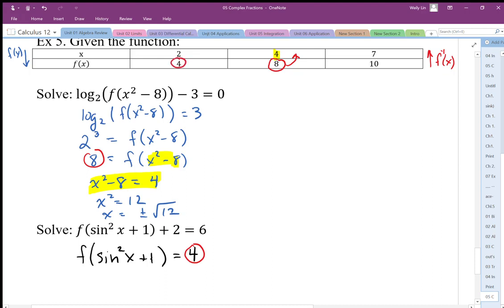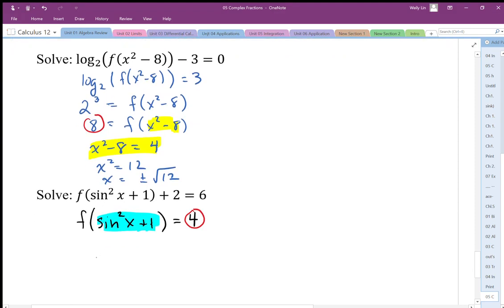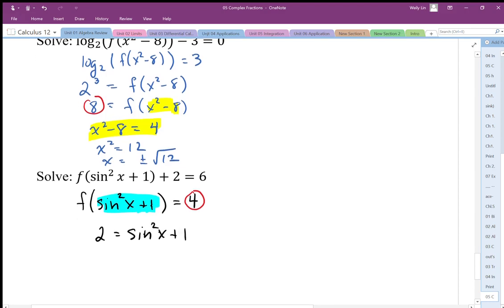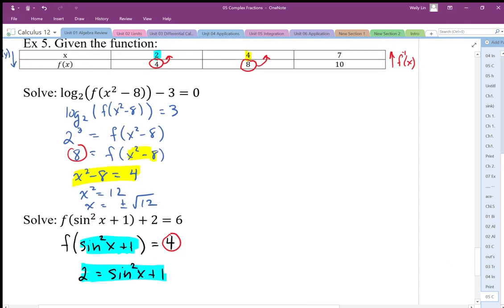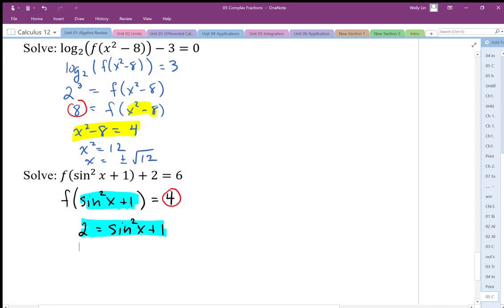Well, there's my output, and I want to go back to the input. I want to figure out what that input was to get the output of 4. Okay, well, that input must have been 2. So then I come up with this equation, 2 is equal to my sine squared x plus 1. And that comes from my table. Okay? To undo this f of x, I needed to use the table. My output is 4, my input was 2, so the 2 is equal to that sine squared x plus 1.